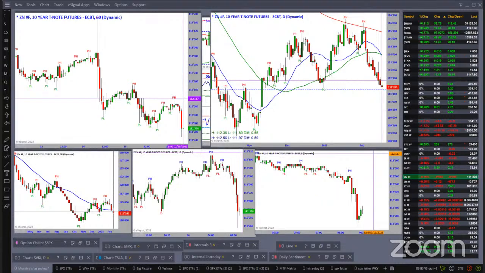I'm forgetting the symbol for the 10-year right here. Probably, Stephen, it's got to be ZN and then whatever else, you could have the month and the year. This is just a continuous contract when you put $F on there, so you don't have to change it.